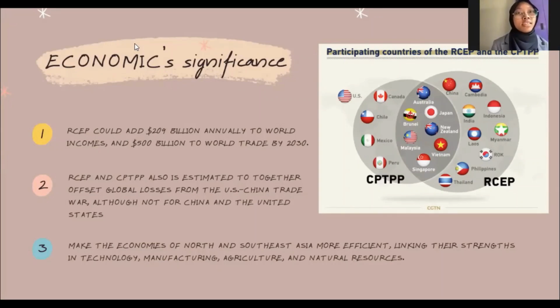So in the next pictures, there is also Malaysia included in the participating countries of the RCEP and CPTPP.